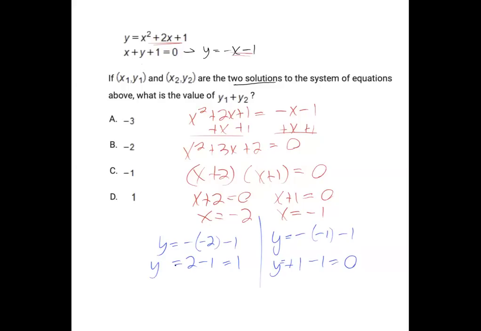So summarizing all of this, we have these two functions, a line and a parabola, intersecting at negative 2, 1, and at negative 1, 0. So the way the question puts it, they're asking us what are the two y values, and we need to add them. So the two y values are 1 and 0, and if we're adding them, that's just 1 plus 0, so it's 1, and so the answer here is the nice and easy answer choice D.